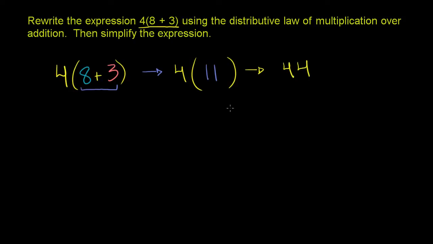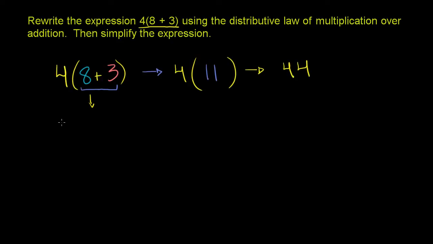But they want us to use the distributive law of multiplication. We did not use the distributive law just now. We just evaluated the expression. We used the parentheses first, then multiplied by 4. In the distributive law, we multiply by 4 first. And it's called the distributive law because you distribute the 4. And we're going to think about what that means. So in the distributive law, what this will become, it'll become 4 times 8 plus 4 times 3. And we're going to think about why that is in a second.